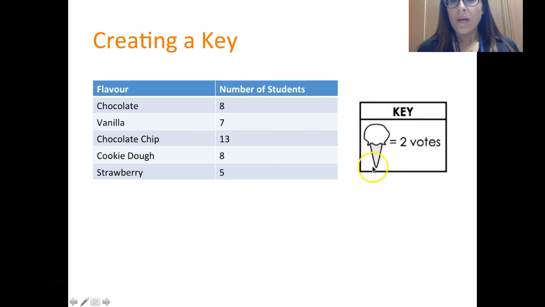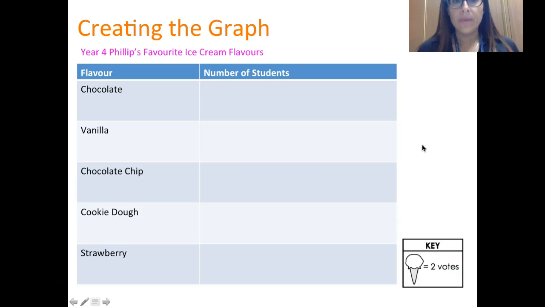So 1 picture of an ice cream equals 2 votes. So for every ice cream that we see, it actually represents 2 votes, which is 2 students. Okay, so let's start putting our ice creams, our pictures, in our picture graph. So for chocolate, we've got 2, 4, 6, 8 students, because 8 students liked chocolate. Remember, each ice cream represents 2 people.